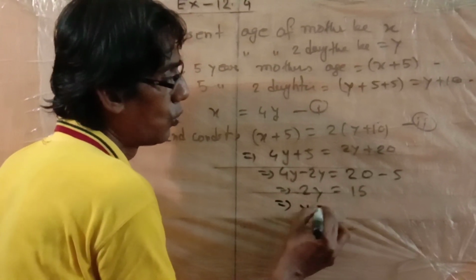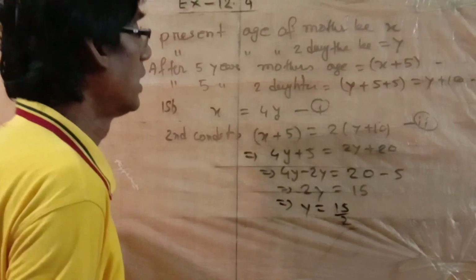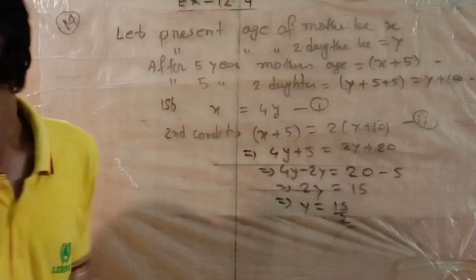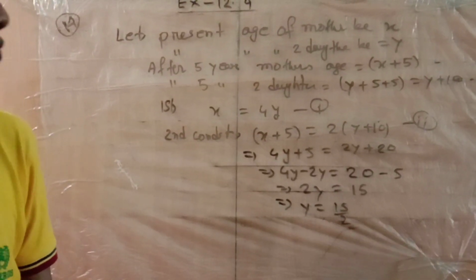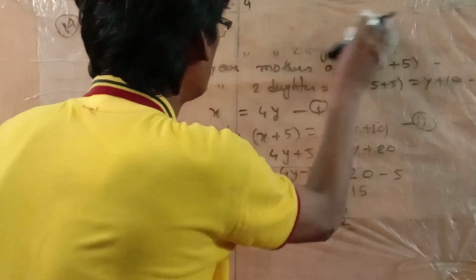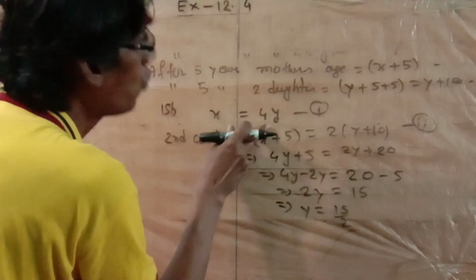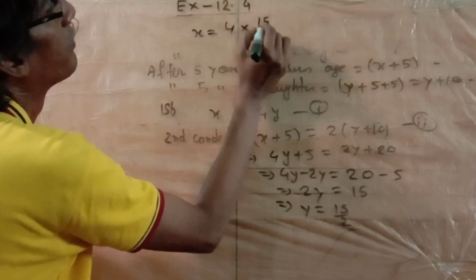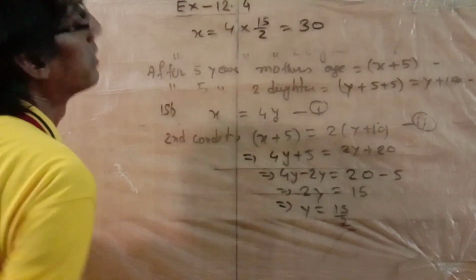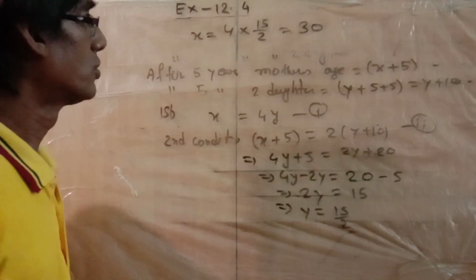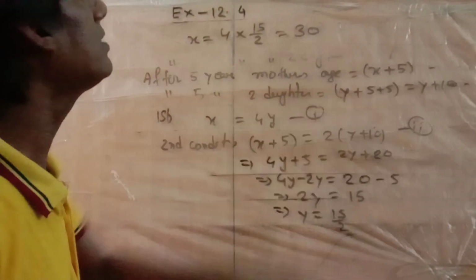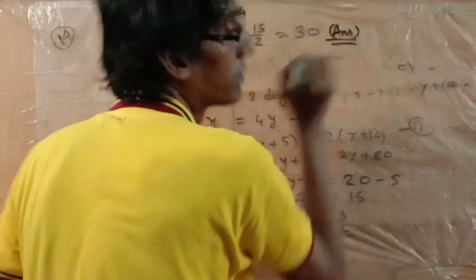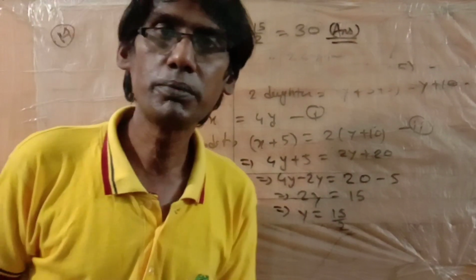Or y equal to 15 by 2. Now putting the value of y in equation number 2, what do I get? Look at here, x equal to 4y. The value of y is 15 by 2, so x equals 30. So the value of x is 30, and I get the answer: the mother's age is 30. So the answer is 30.